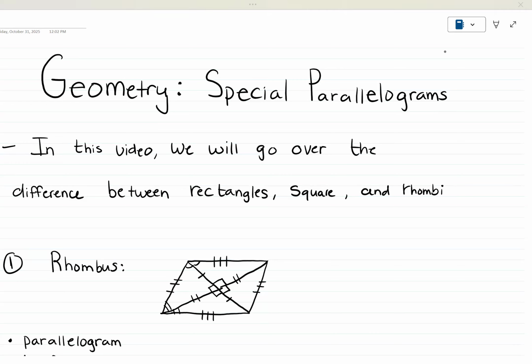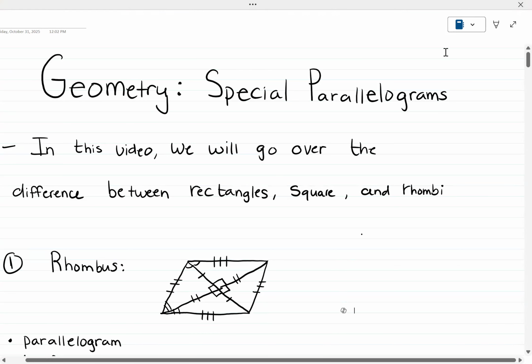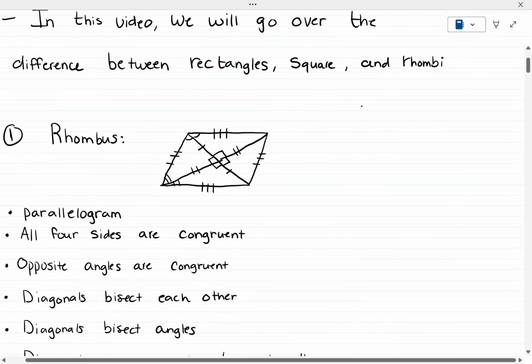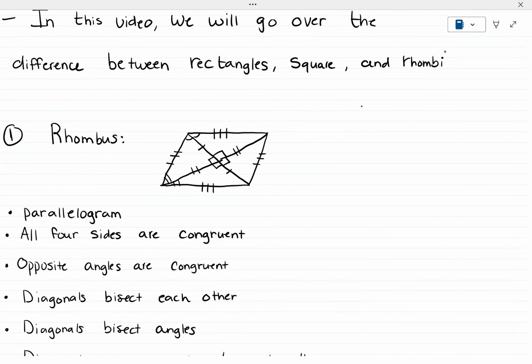So yeah, let's start with the rhombus. It is technically a parallelogram, and it has all four sides that are congruent. In the previous video, we talked about parallelograms, where only opposite sides are congruent, but in a rhombus, all sides are congruent. It's also similar to a square. A square has all sides that are congruent, but there's a difference. So a rhombus is a parallelogram, right? All four sides are congruent.